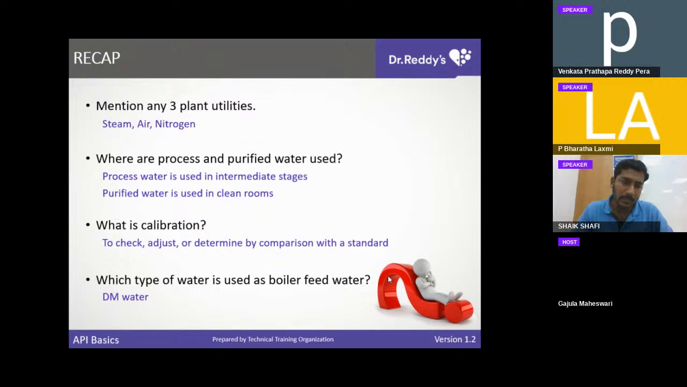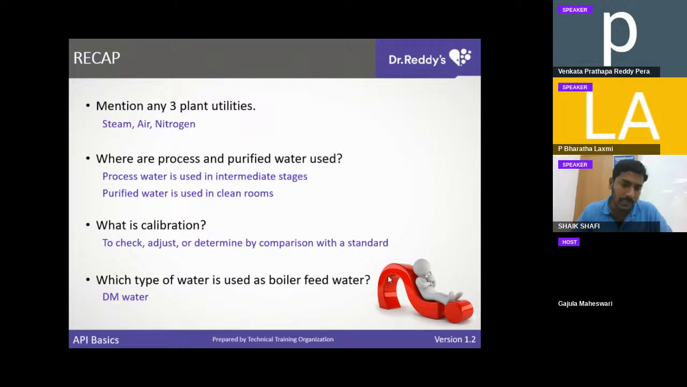What is calibration? This I didn't explain to you. Basically, I told we are using different types of instruments. This is for identifying temperature, what is the reaction temperature. And when we get our API product, we need to weigh the material to know how much material we got. Basically, we use a weighing balance.